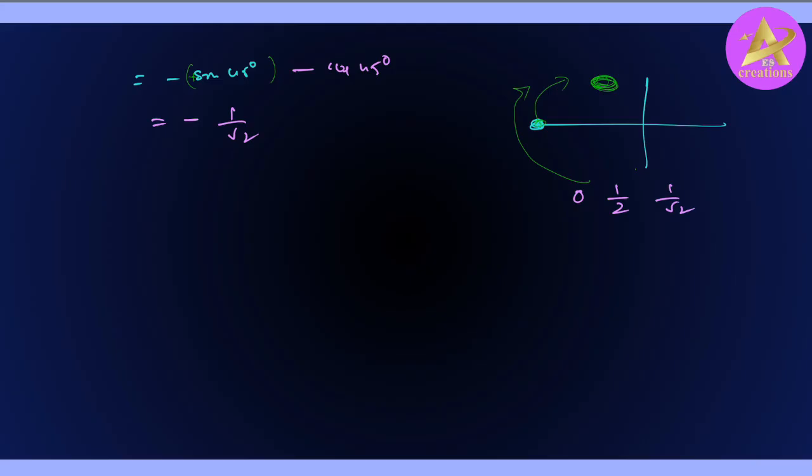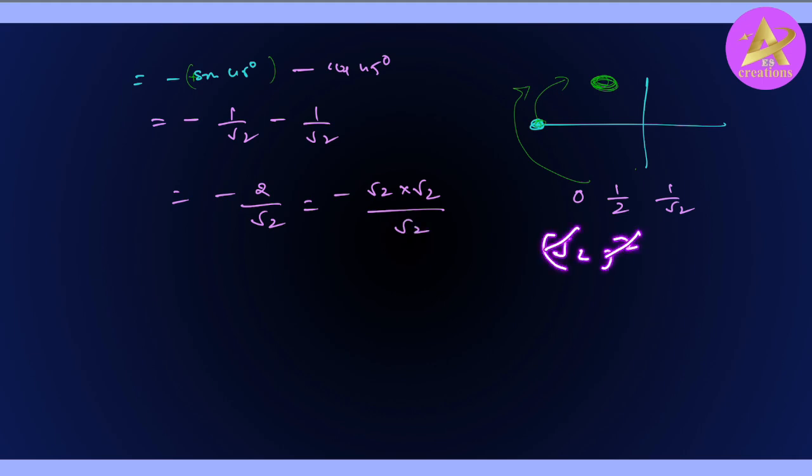And what about cos 45 degree? Here also you get minus 1 by root 2. Just simply we get minus 2 by root 2. If you simplify, 2 can be written as root 2 into root 2, by root 2. Root 2 into root 2 is 2 only, right? Root 2 gets cancelled. Simply we get minus root 2. Minus root 2 is less than 0.